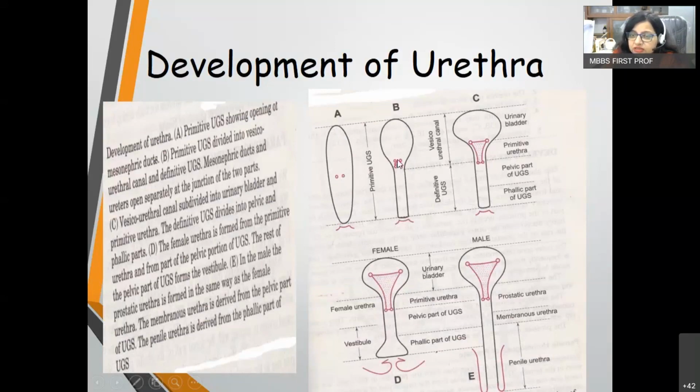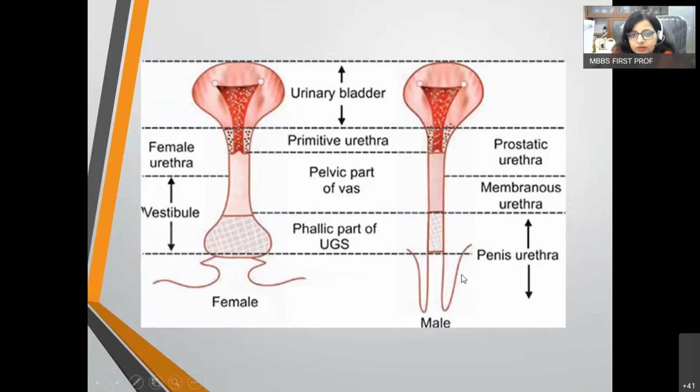So this exactly is the primitive urogenital sinus where the mesonephric ducts are over here. Now these mesonephric ducts along with the ureteric buds expand and the trigone of the bladder is formed. And this region is the one where the primitive urethra is there. Now this primitive urethra differentiates in male and females differently. See, the proximal part is the urinary bladder, that is from the vesico-urethral canal.